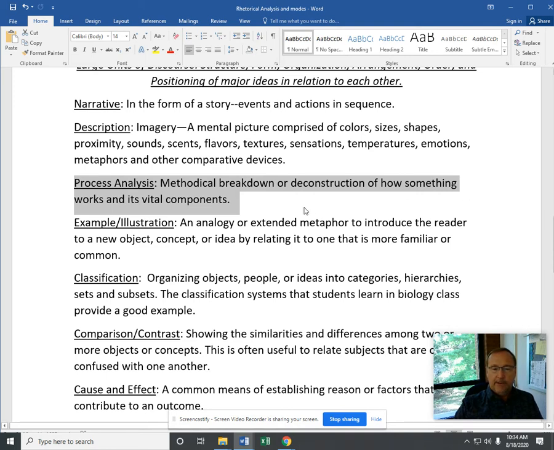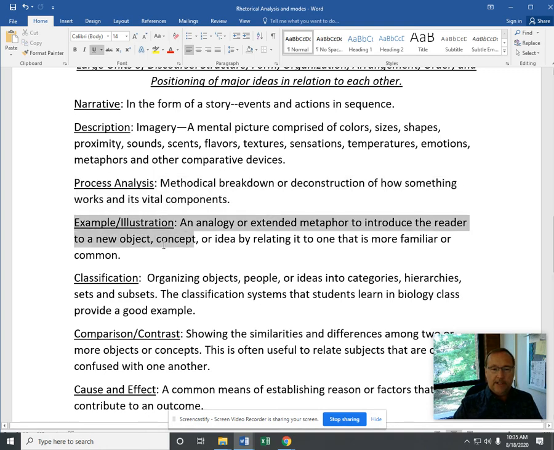You can do that with something physical like a motor, but you could also do it with something a little more abstract, like how our government works, the process of making a bill into a law. So if you've seen the Schoolhouse Rock videos and you've seen the bill sitting on Capitol Hill, that's what the process analysis is all about. It's explaining how a process works, or how an object works, or a system works.